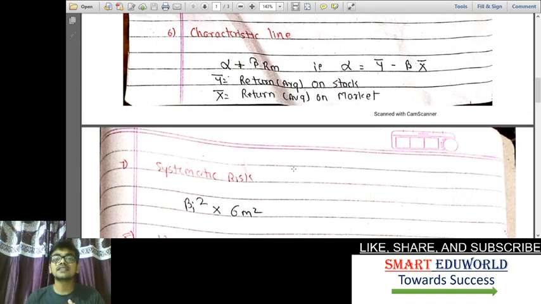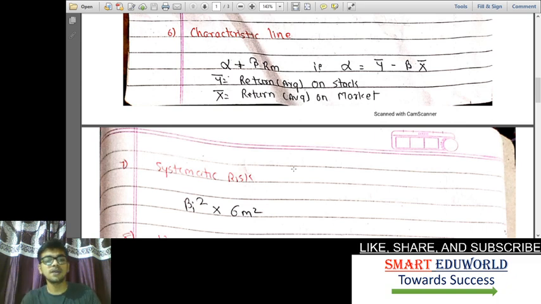After that, the characteristic line formula is your Y bar, which is the average return on your stock. Y bar is equal to alpha plus beta RM, where RM is the return on your market, the average return of the market. So Y is equal to alpha plus beta RM. This formula is modified like alpha is equal to Y bar, your stock return, minus beta into average return on your market.